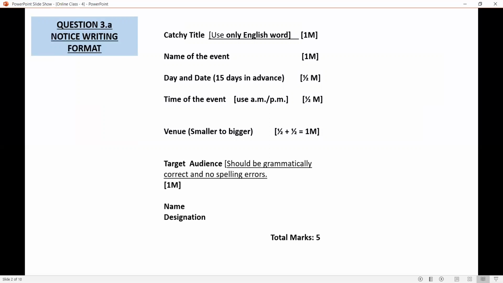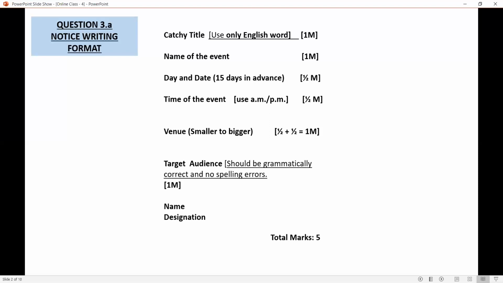Next is venue, where you are going to conduct the program. From smaller area to bigger area. For example, you are going to conduct the program in your school auditorium. You have to mention the name of the school auditorium. Bigger area is the name of your school. Half plus half is equal to 1 mark.